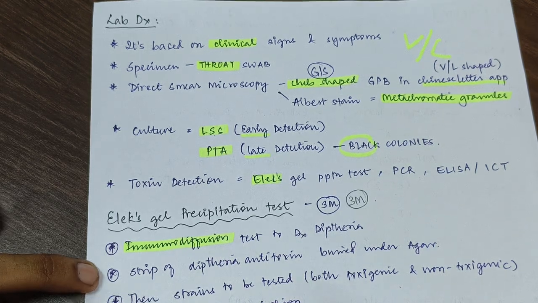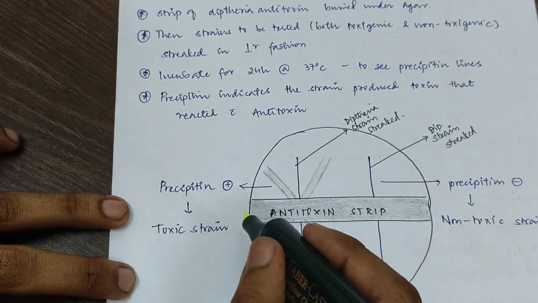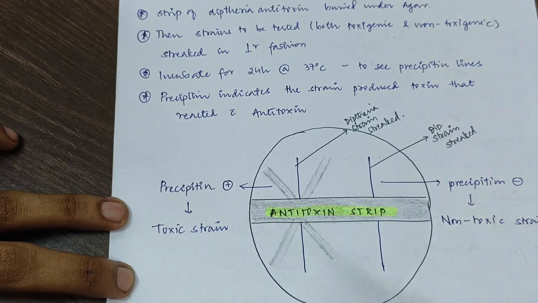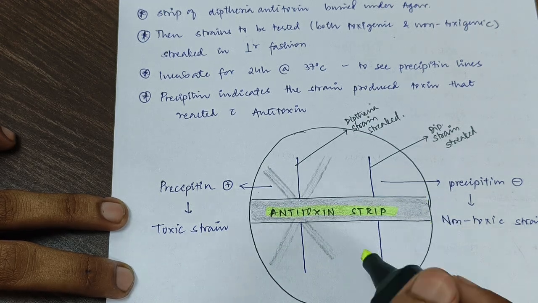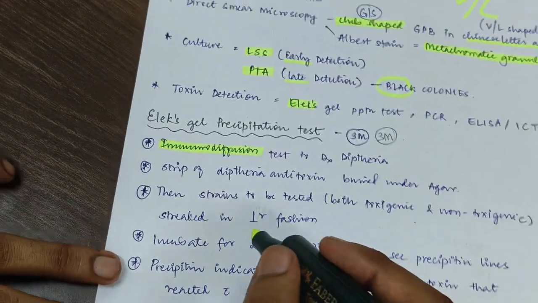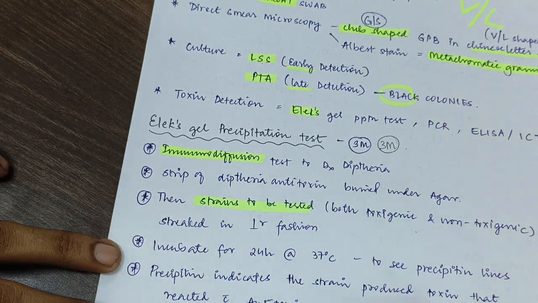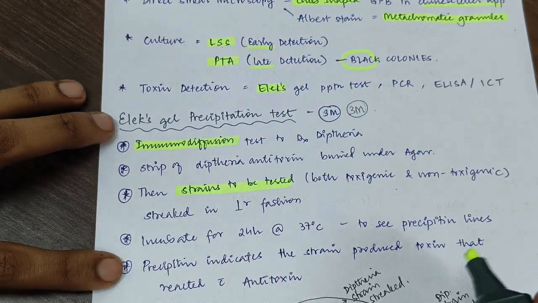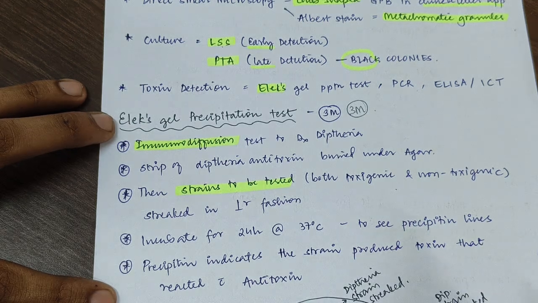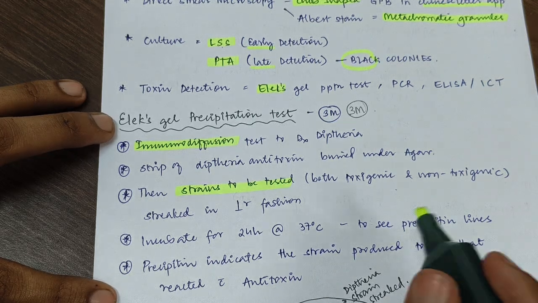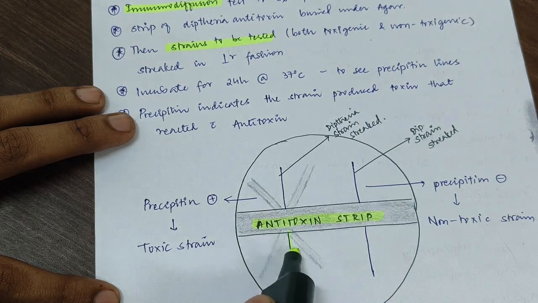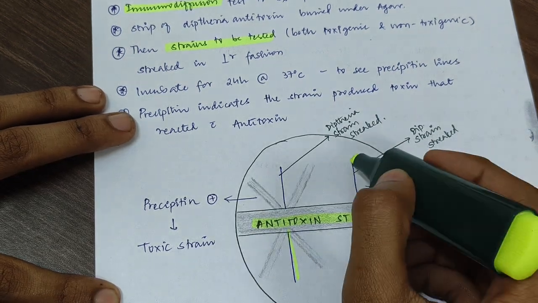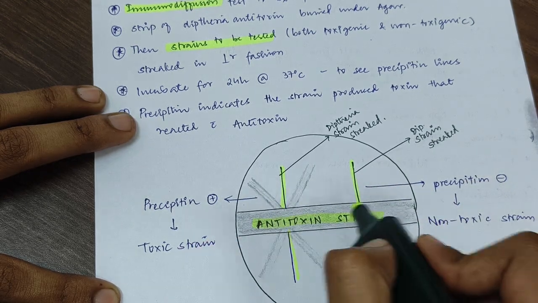So basically what you are going to do is, first you make an antitoxin strip. You apply the antitoxin strip in a horizontal manner. After applying it, you are going to add the test strains. They will contain both toxigenic and non-toxigenic strains, since until there is precipitin formation that is not known. They are added in a perpendicular fashion to this particular strip.